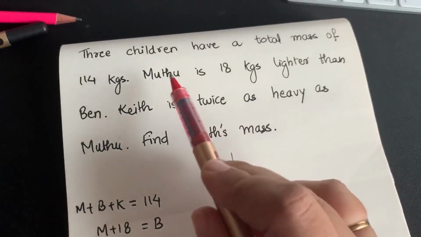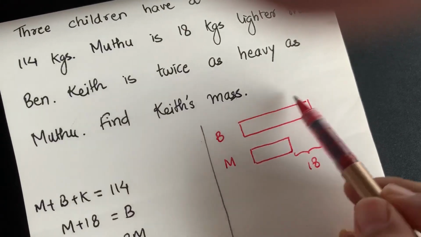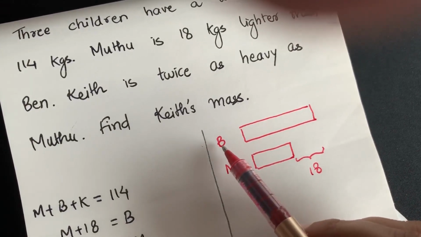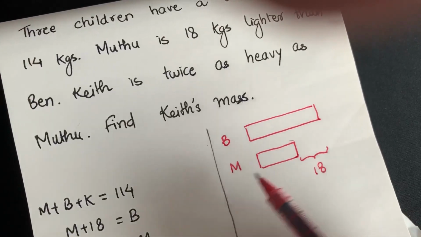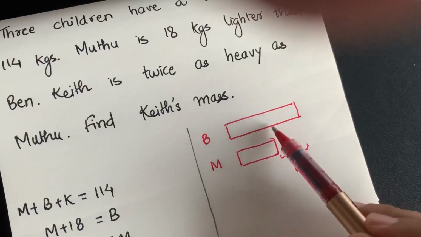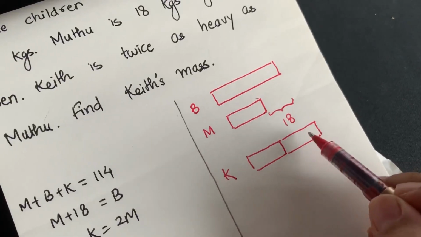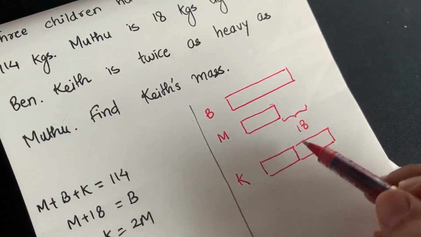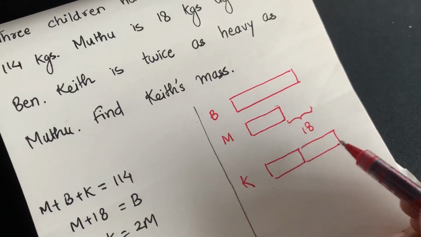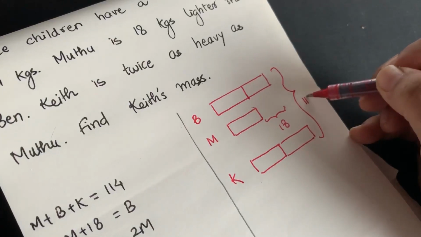So, here is a wonderful model method to solve it. Take a look, guys. As the question says, Muthu is 18 kgs lighter than Ben. So, this block is pointing to Ben's weight, and this block is pointing to Muthu's weight. Because Muthu is 18 kgs lighter than Ben, we have drawn this block a little bigger. Now Keith is 2 times Muthu, so we have just drawn 2 blocks the same as Muthu over here. And the total weight of 3 children is 114 kgs.